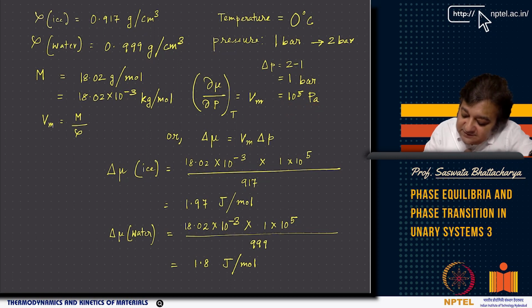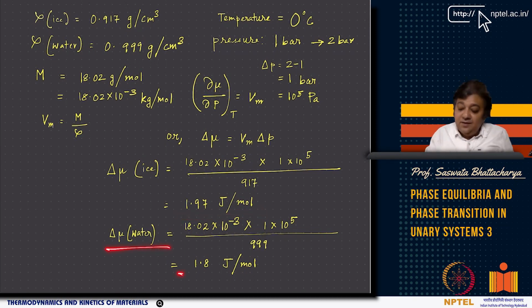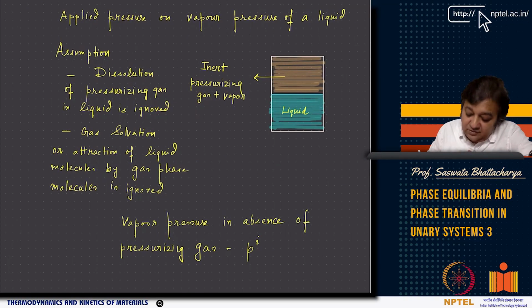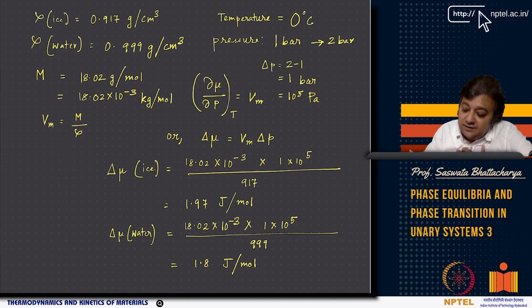And del mu del P at any fixed temperature is equal to Vm, and Vm is calculated from M by rho. So now delta mu by delta P at any given temperature, here at 0 degrees Celsius, is equal to Vm, right? So delta mu of ice comes out to be 1.97 joules per mole, and that of water comes out to be 1.8 joules per mole. And if that is so, you find out what happens to the melting temperature. The change in chemical potential of ice is 1.97, while that of water is 1.8. So water increases slightly, while ice changes by a lot. So in this case, the melting temperature will shift to the left with increasing pressure.